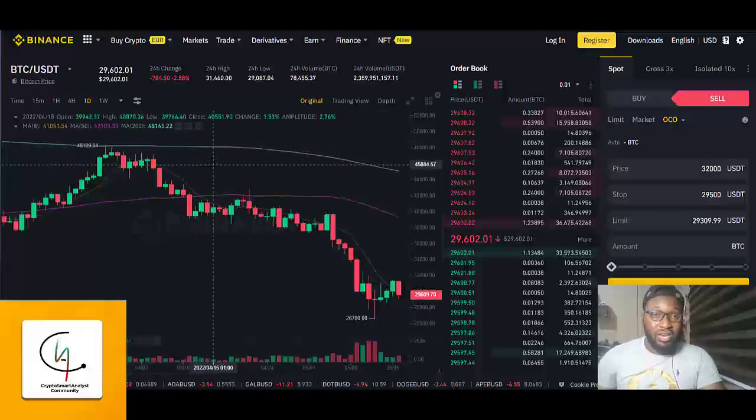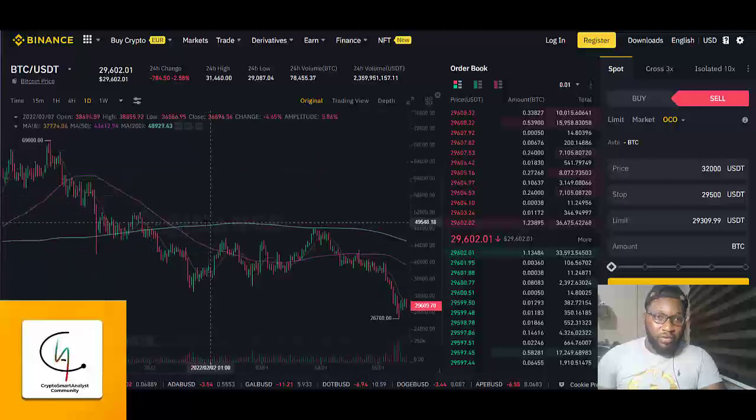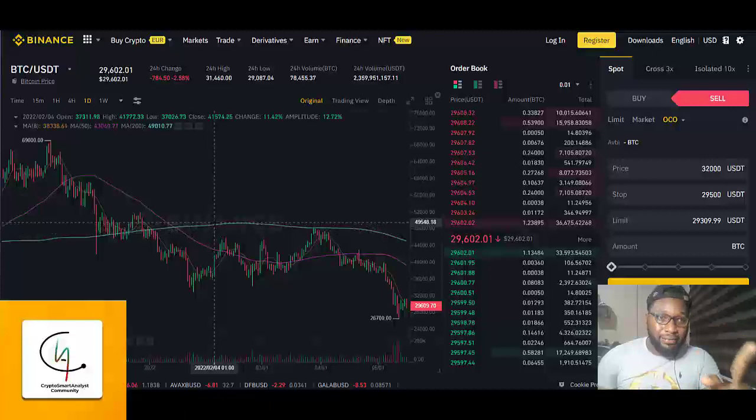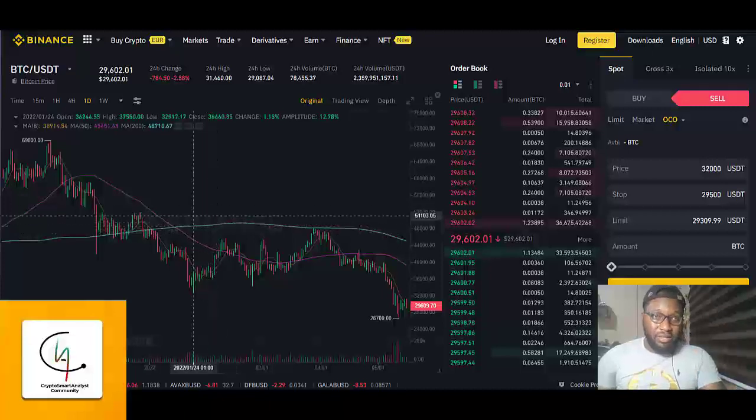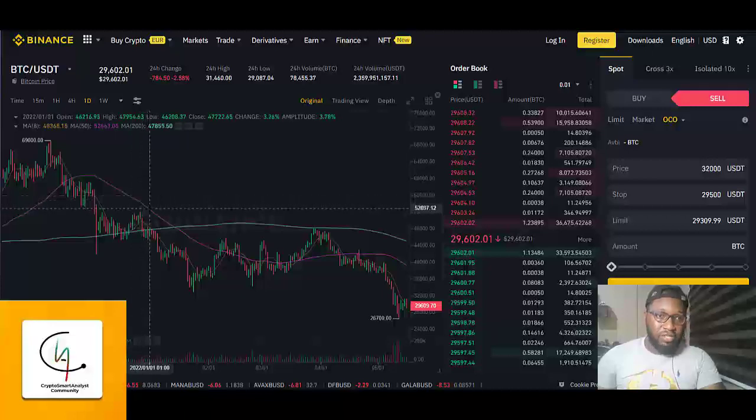So if I'm saying 200 daily moving average, this is my 200 daily moving average. That is the moving average on the daily. This is the 50 moving average on the daily, that's the 50 daily moving average. And this is the 200 daily moving average because I am on the daily chart.